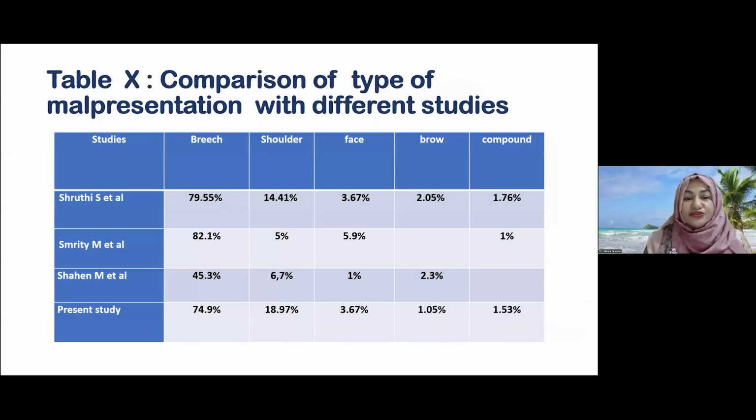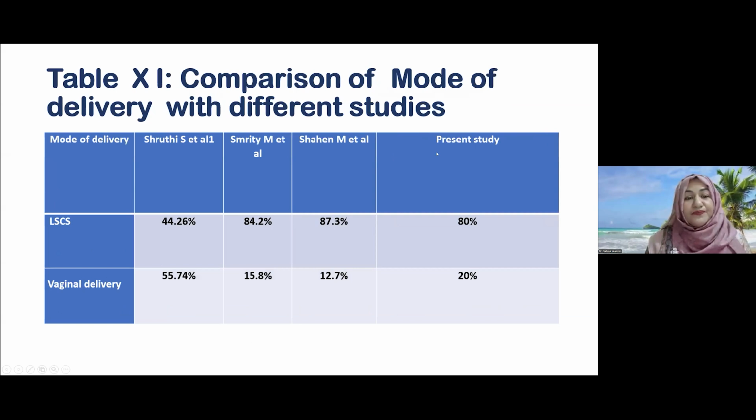Table 10 shows the comparison of type of malpresentation with different studies. In my study, the breech presentation was 74.9%, which is near to Shruti S. et al., Smriti M. et al., but higher than Shahin M. et al. And the other malpresentations are also comparable with their studies.